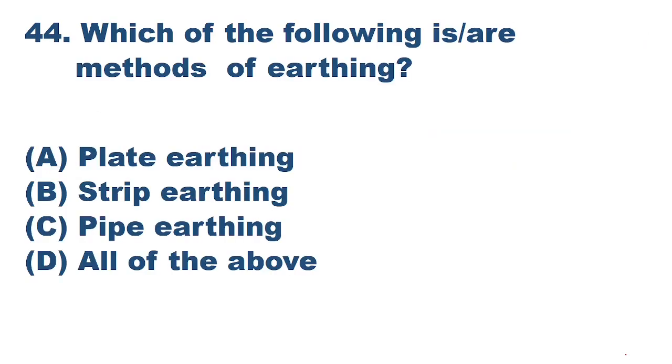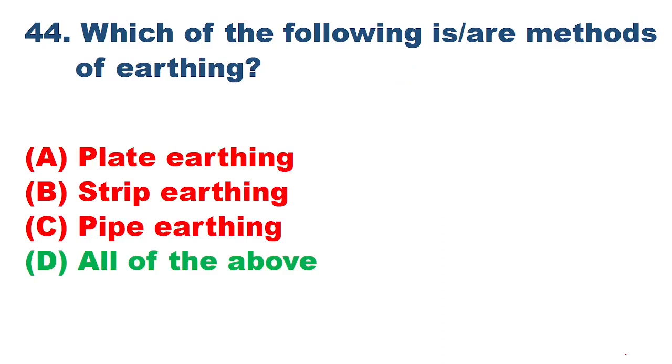Which of the following is or are the methods of earthing? The options are option A, plate earthing, option B, strip earthing, option C, pipe earthing, option D, all of the above. When we remember the methods we have studied for earthing, plate earthing, strip earthing and pipe earthing are all methods of earthing. So option D will be the right answer, all of the above. All of the above mentioned methods are different methods of earthing.